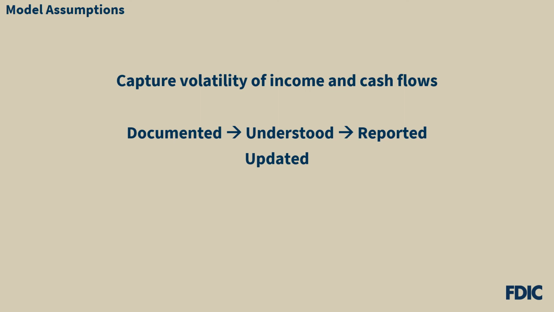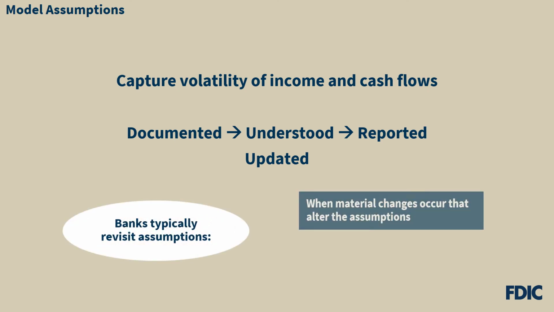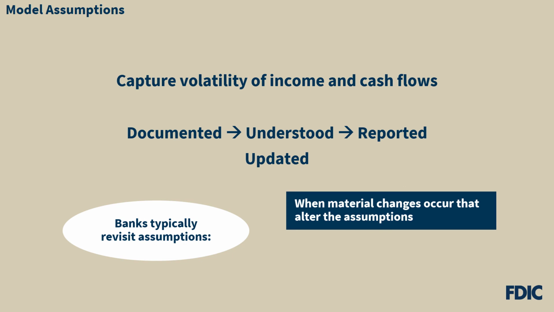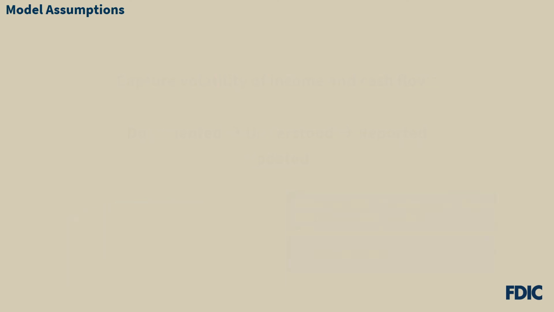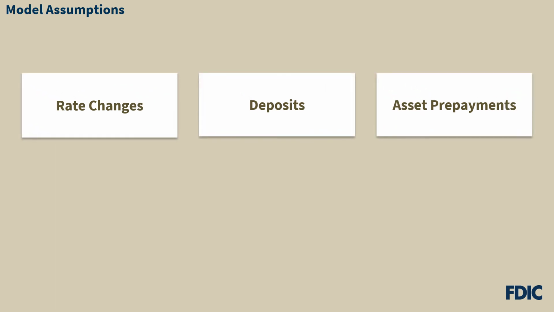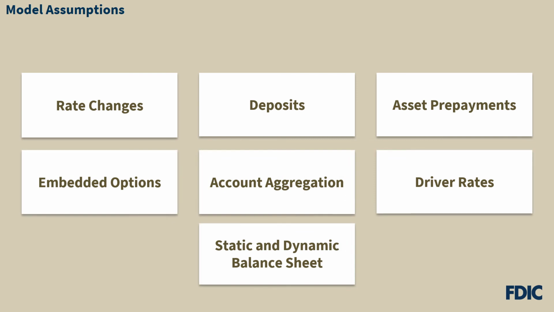A common question raised by management teams is how often do assumptions need to be updated? Generally, banks typically revisit assumptions when material changes occur that may alter those assumptions. Aside from material changes, many banks find it helpful to revisit assumptions annually. Typical assumptions include rate changes, deposits, asset prepayments, embedded options, account aggregation, driver rates, and balance sheet.